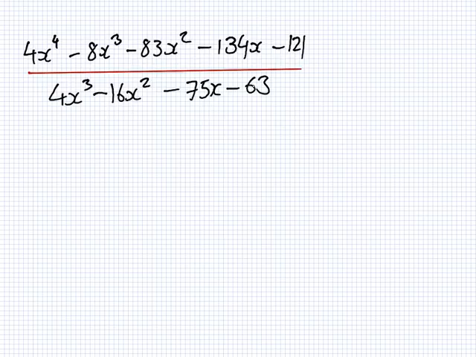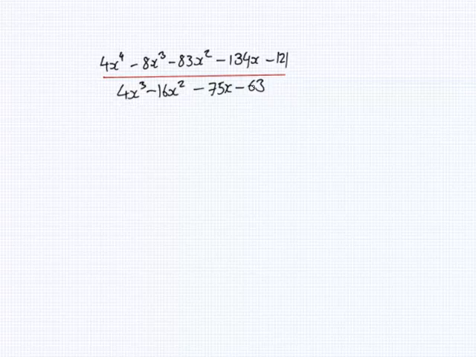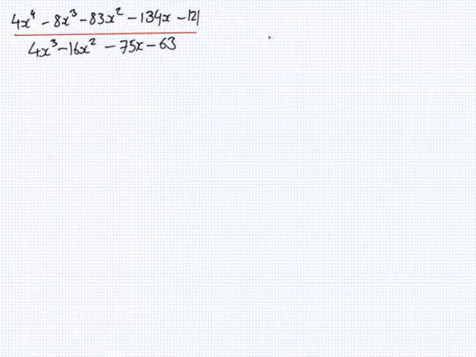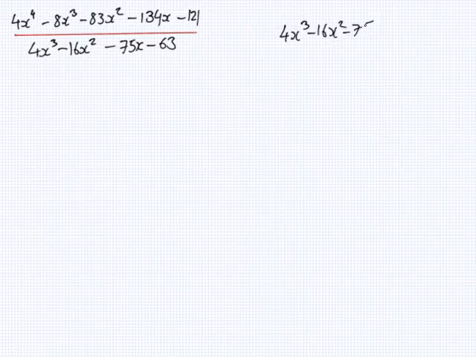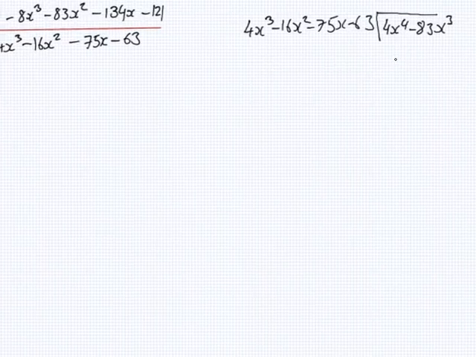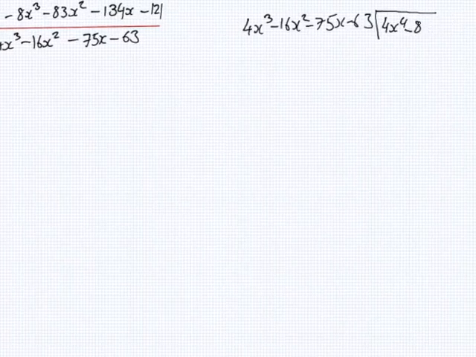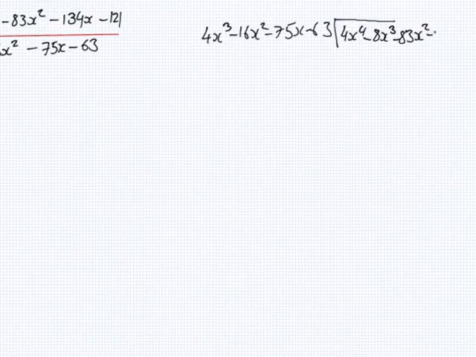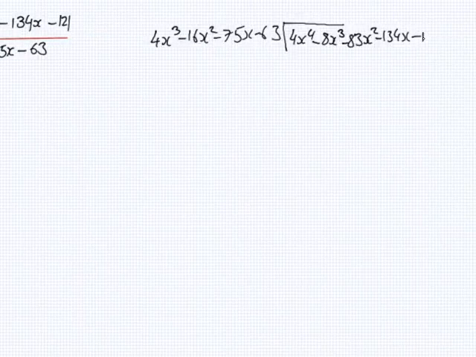this example now. So the way we do these improper ones, the top is bigger than the bottom. First step, we have to divide. So I'll just do that on the side here. 4x cubed minus 16x squared minus 75x minus 63 divided into 4x to the fourth minus 8x cubed minus 83x squared minus 134x minus 121.